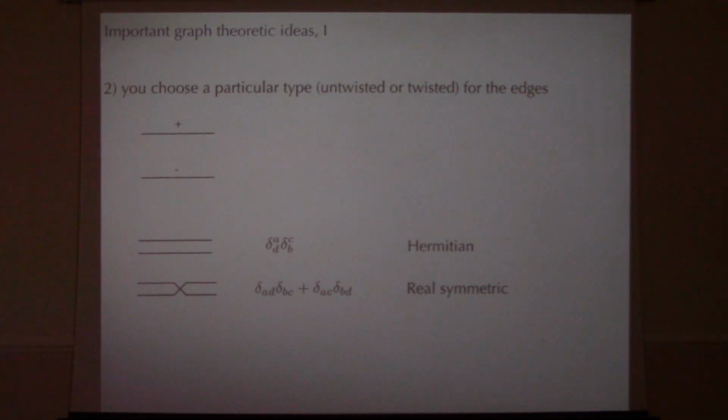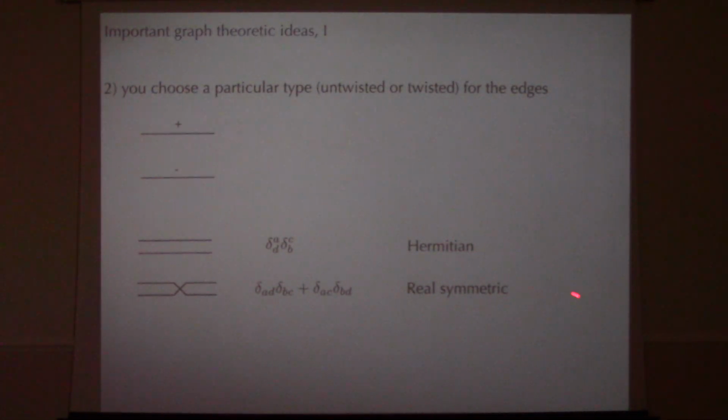You have two possible types of lines, plus or minus, untwisted or twisted, and this corresponds in the ribbon graph representation to propagators with untwisted ribbons, the standard ribbons. This would enter, for example, in Hermitian matrix models and would be associated with this kind of index contractions. Or there's also the possibility of having twisted ribbons. So it's a ribbon that you twist, and this will enter, for example, when you have real matrices.